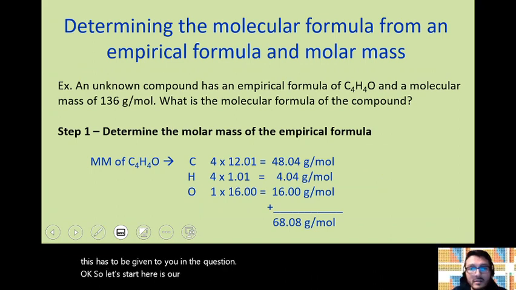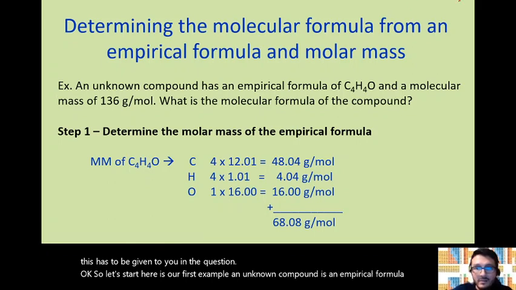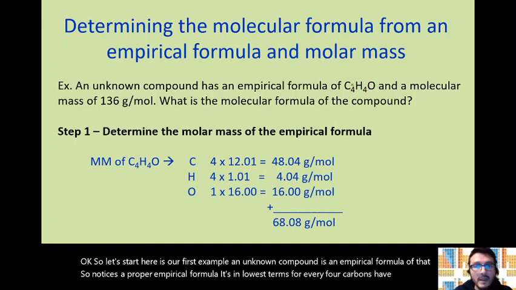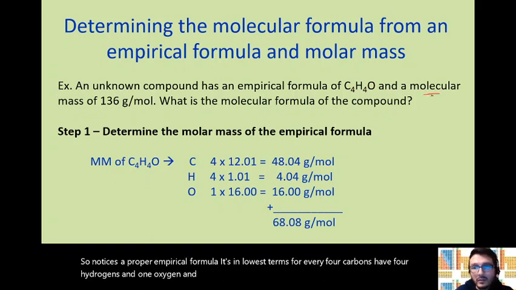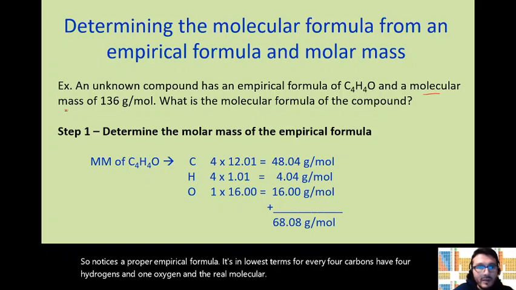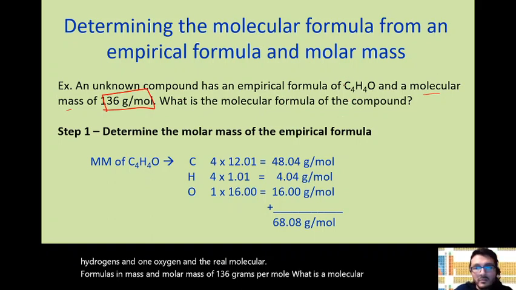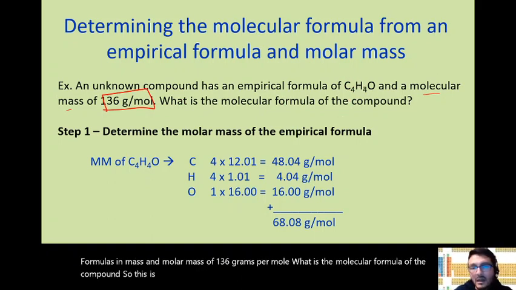An unknown compound has an empirical formula of that. Notice this is a proper empirical formula. It's in lowest terms. For every 4 carbons, you have 4 hydrogens and 1 oxygen. And the real molecular formula has a molar mass of 136 grams per mole. What is the molecular formula of the compound? So this is its most basic formula.